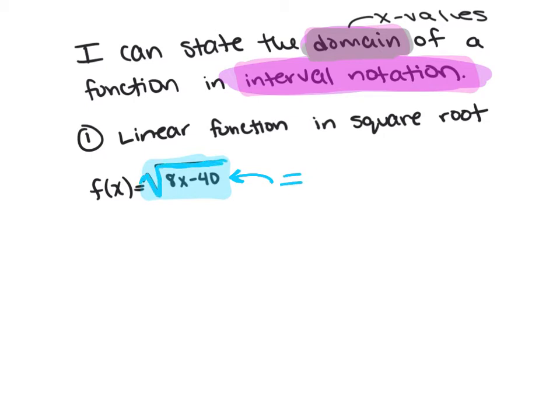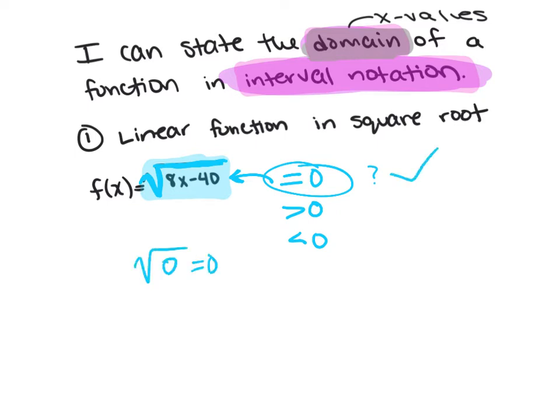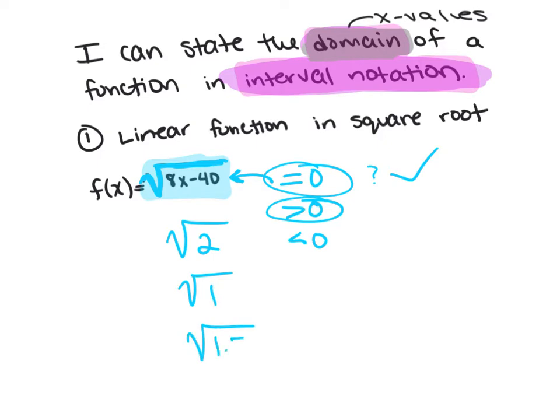So we need to consider, can it equal 0? Can it be greater than 0? And can it be less than 0? So let's think. Can what's underneath the square root equal 0? Yeah, why not? You can take the square root of 0. It's 0. So that checks out. Can I take the square root of a positive number? Sure. I can take the square root of 2. I can take the square root of 1. Square root of 1.5. It doesn't matter what the number is. As long as it's positive, we're good. So these check out.